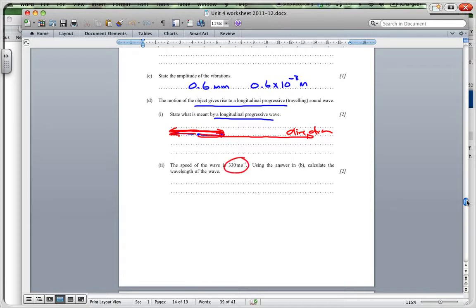Now we're told that the speed of the wave is 330 meters per second. Using the answer in B, calculate the wavelength. Well, we know that the speed is equal to frequency times wavelength. We worked out the frequency was 350, so 330 is equal to 350 times wavelength. So wavelength is 330 divided by 350, and wavelength equals about 0.94 meters. Okay, there's that question. Thank you.